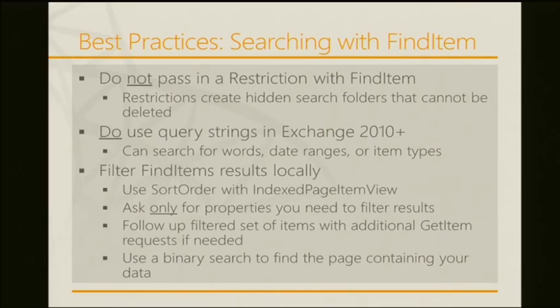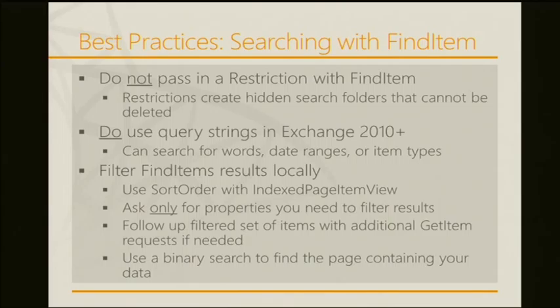You may sort alphabetically by subject to look for a subject that starts with a particular letter, that kind of thing. You would only ask for the properties that you need to execute your search. So what you're doing is using find item to pull all of your contents down for all the fields that you want to search through, the minimal amount of fields, and you also get the item ID and the change key for all those items.